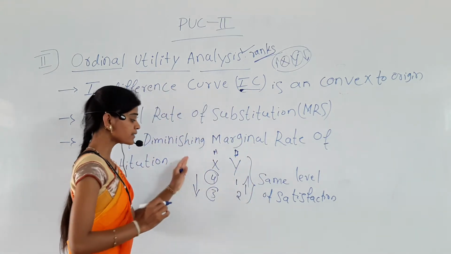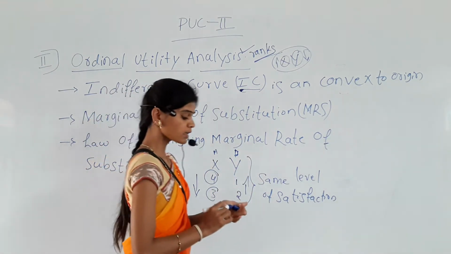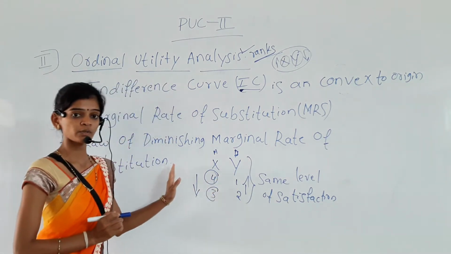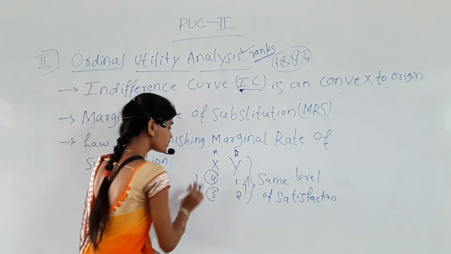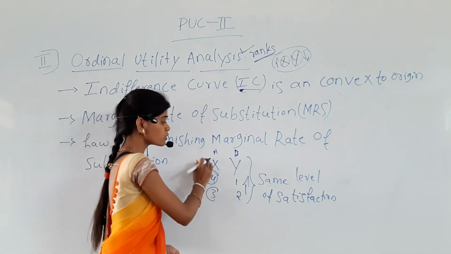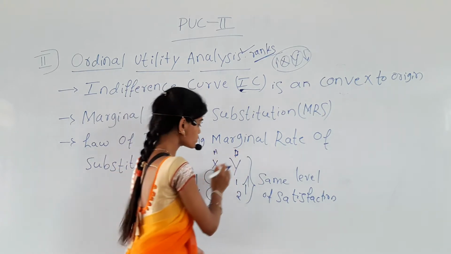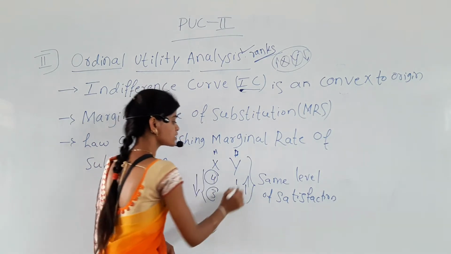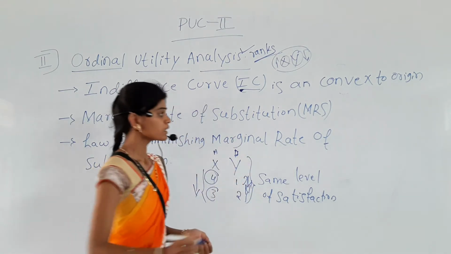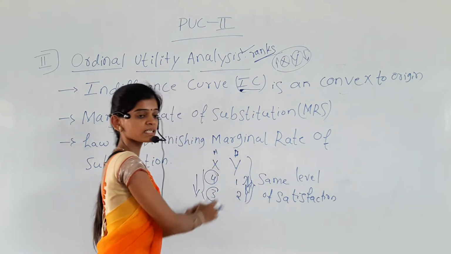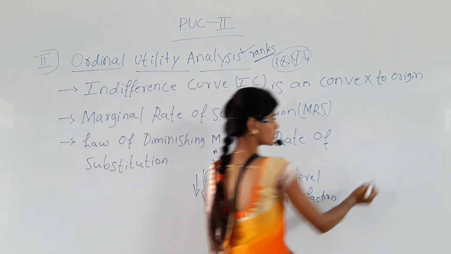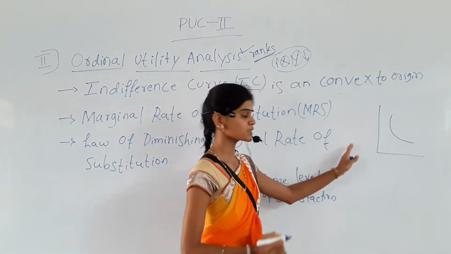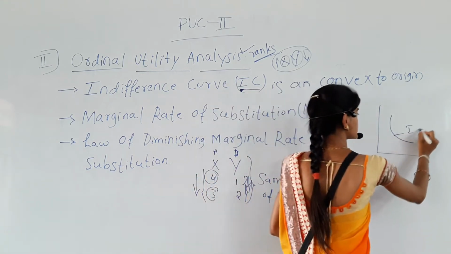Why is it reducing and why is it increasing? Because a consumer is utilizing both commodities according to his income. So according to his income, he wants to utilize both apple along with banana. In smaller quantity apple is decreasing, and in smaller quantity banana is increasing. So it is convex to the origin. This is called the IC curve.